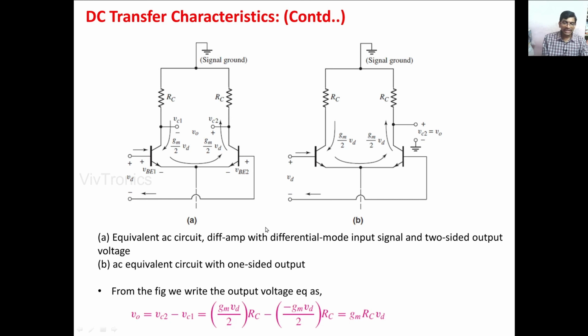From figure A, the output voltage V0 will be equal to the difference of the two collector voltages, VC2 minus VC1, which equals GM VD by 2 into RC minus of minus GM VD by 2 into RC. Here we have taken only the small signal voltages, GM VD by 2 into RC and minus GM VD by 2 into RC, which can be written as GM VD into RC. Here GM RC is the gain and VD is the input voltage.